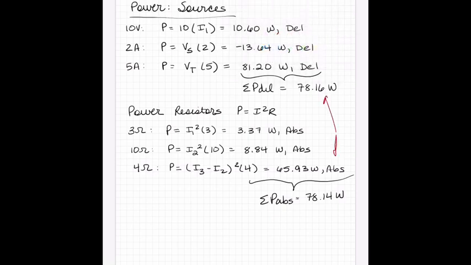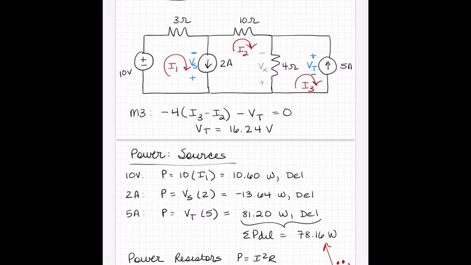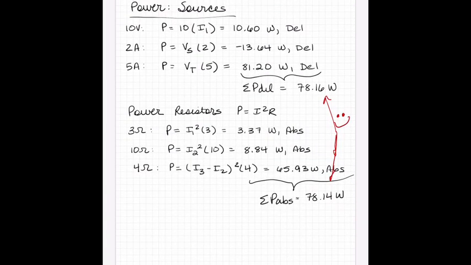So these are pretty close, which makes me very happy because my answers are probably correct. Now, is it possible that you can get power delivered to equal power absorbed and still have the wrong answers? Absolutely. It's always a possibility, but since I have confirmed some other things like VT and VX, I feel pretty comfortable about this. All right, let's do another example.